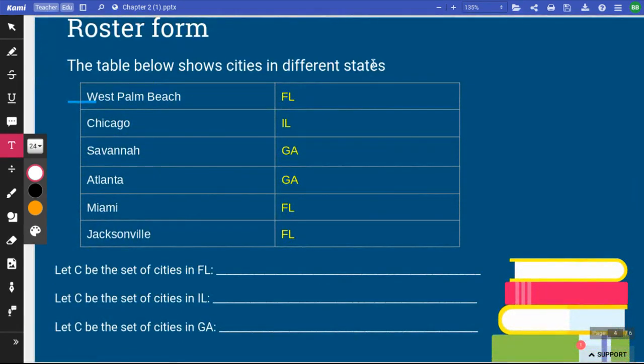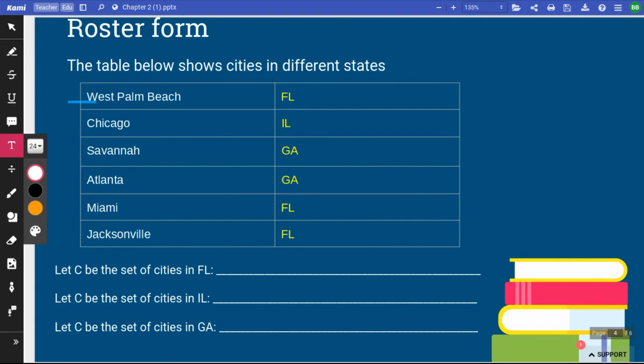Okay, let's try another roster form. So here we have a table below that shows cities in different states. We have West Palm Beach, which is obviously in Florida, where we are located. Well, where I am located, but other places where you live might not have West Palm Beach. Chicago is in Illinois. Savannah is in Georgia. Atlanta is in Georgia. Miami is in Florida. A lot of people know where Miami is. Jacksonville is also in Florida.